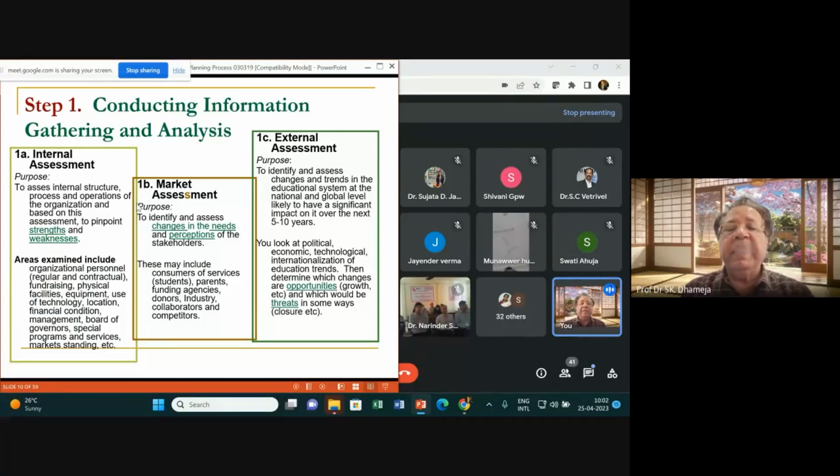So their expectations. The third is the external assessment, to identify and assess the changes and trends in the educational system at the national and global level. So both within the country and outside the country, because now we cannot stay aloof from the global level. It's all like a global village basically, which is likely to have a significant impact on it over the next 5 to 10 years. You look at the political factors, economic, technological, internationalization of education trends.